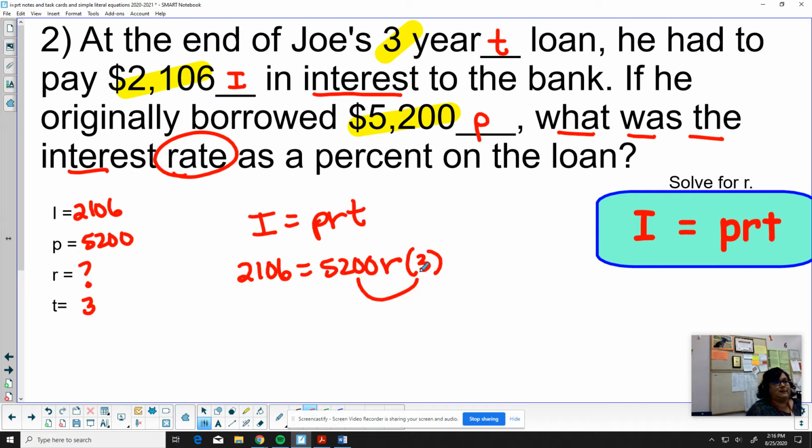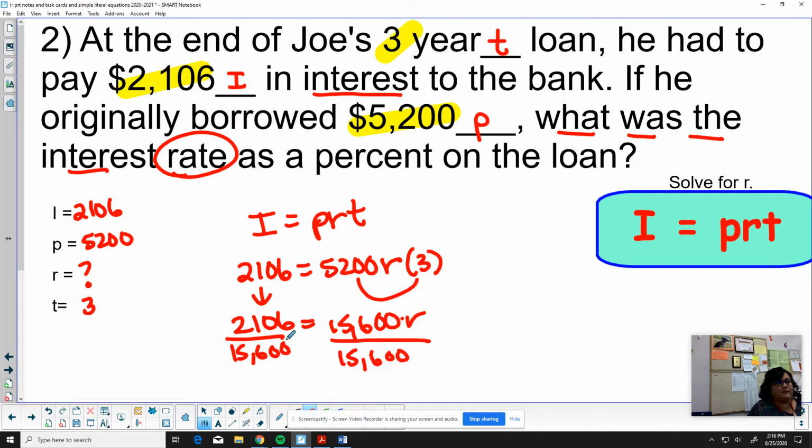So these two need to be multiplied. So 5,200 times 3 is 15,600. The R stays. 2106, it just drops right down. And now because R wants to be alone and they're multiplied, I divide both sides by 15,600. So let's type it in. 2106 divided by 15,600. That gives me 0.135 as the interest rate because those cancel.